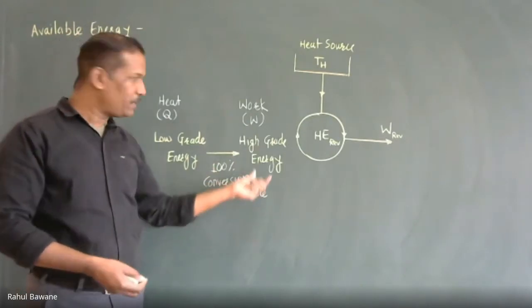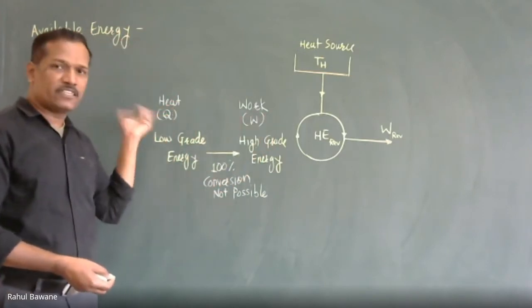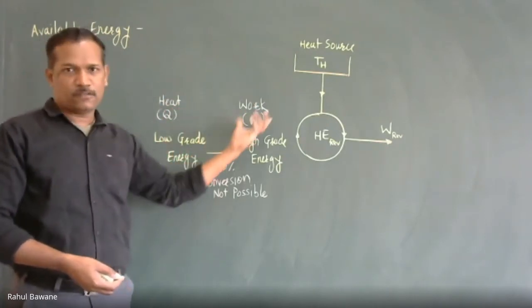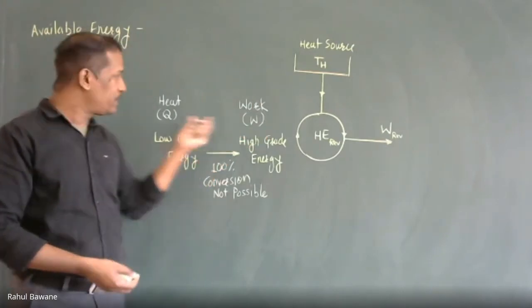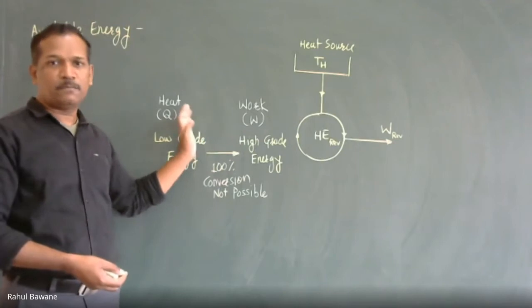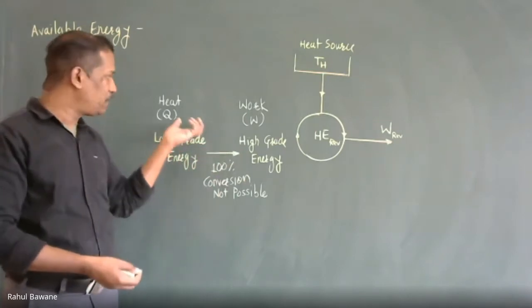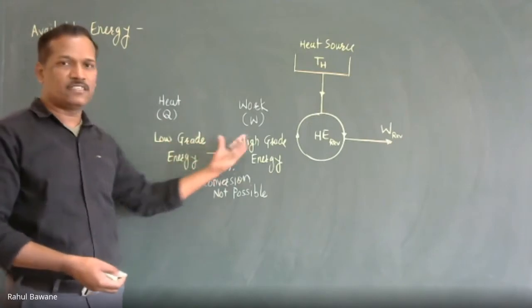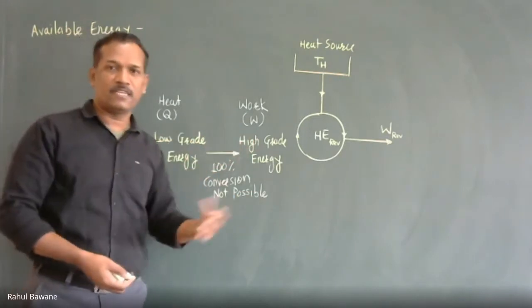But the reverse is possible. High grade energy can be converted into low grade energy, so work can be 100% converted into heat. If 100% conversion were possible, there would be no need to do the analysis. But here, heat is not possible to convert 100% into work. That's why some parts are convertible and some parts are not convertible. So we have to do some kind of analysis to measure the efficiency, how much is converted, how much is the available energy, and how much is the unavailable energy.